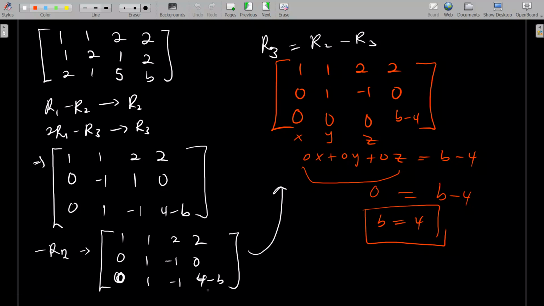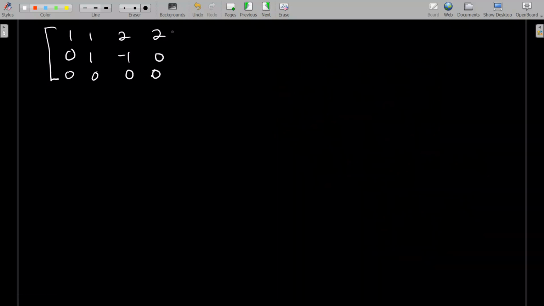Now the next task is to find a solution. If b is 4, and I've reduced my matrix, I'm going to have 1 1 2 2, and I had 0 1 -1 0. I had 0 0 0, and if you remember, the last part was b minus 4, right? And then b is 4, so if I put it down, I'm going to get 0 as well.